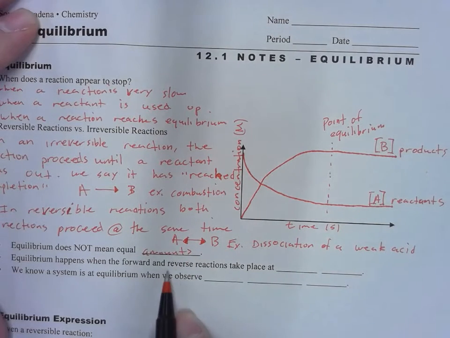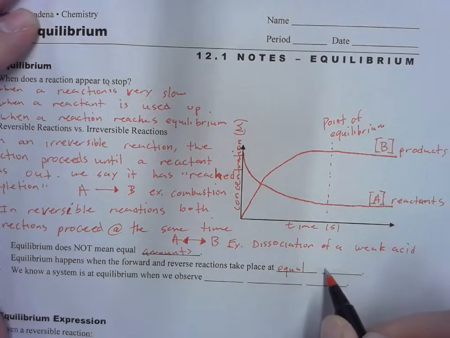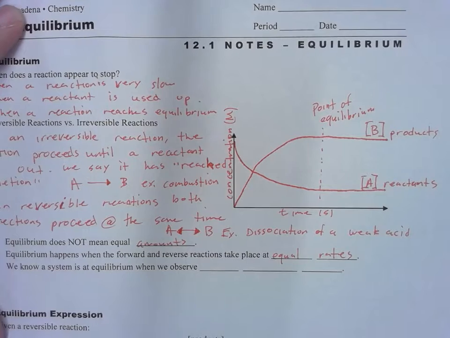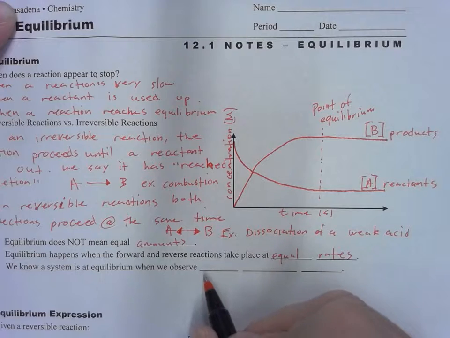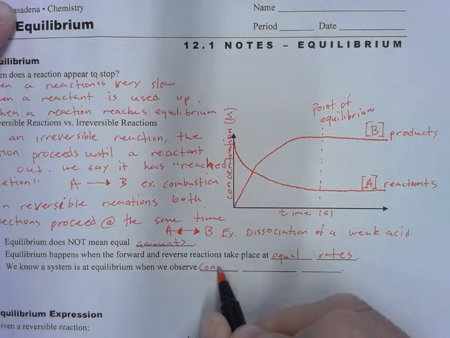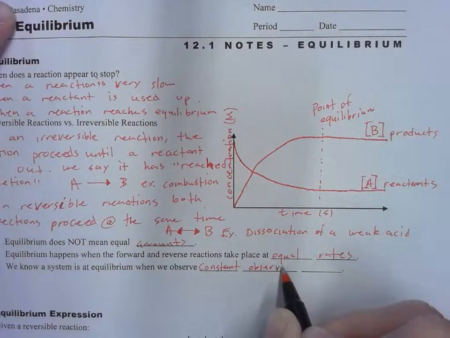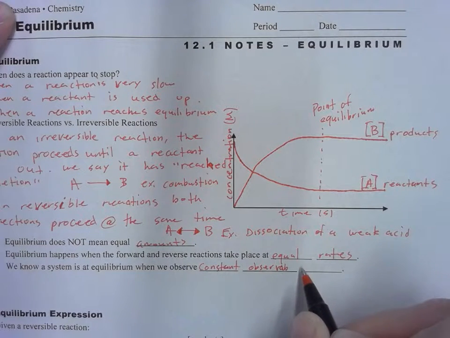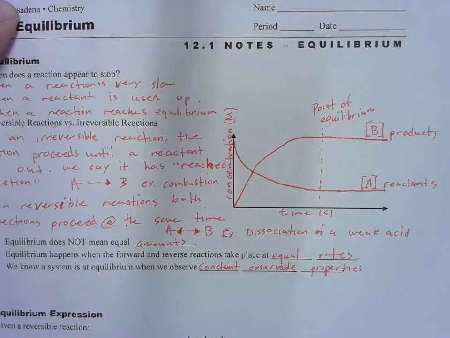Equilibrium happens when the forward and reverse reactions take place at equal rates. We know a system is at equilibrium when we observe constant observable properties. Constant being the key phrase here.